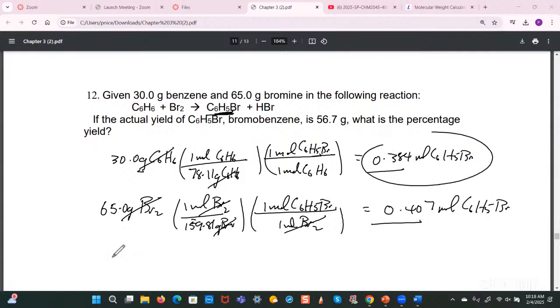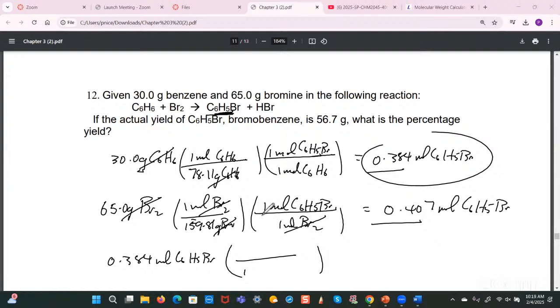So I'm going to take the 0.384 moles of C6H5Br, and then I'm going to convert that to grams. So, I'm sorry, what do you have? I can't see behind everyone's names. You have 0.47 mole, I'm sorry, let me get rid of that. Thank you.